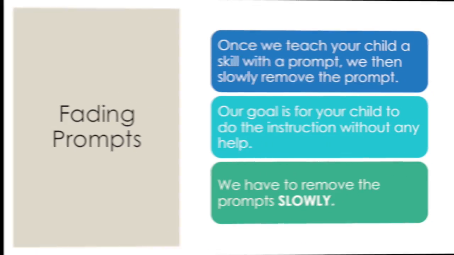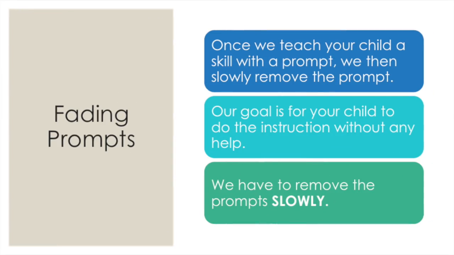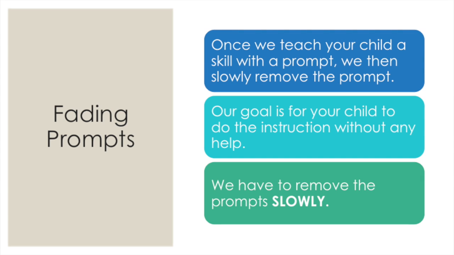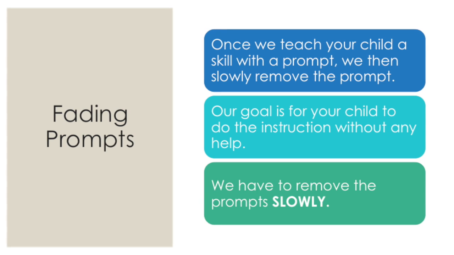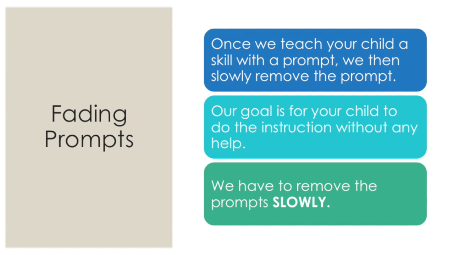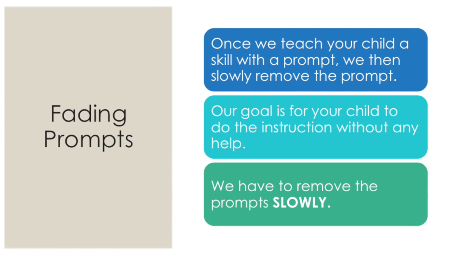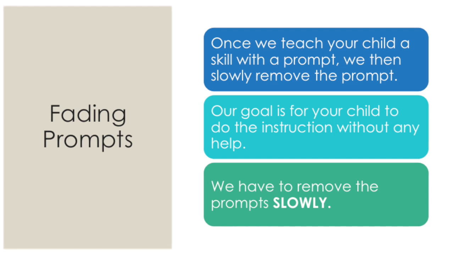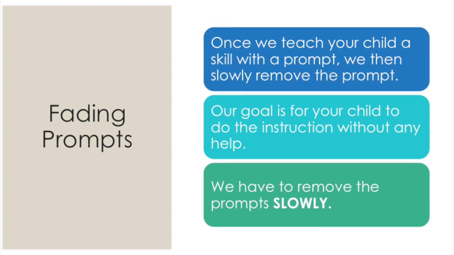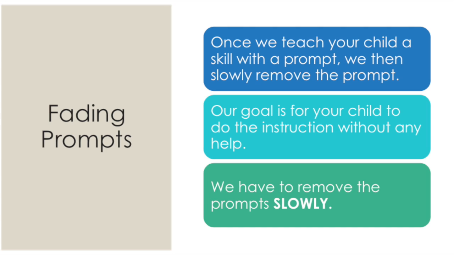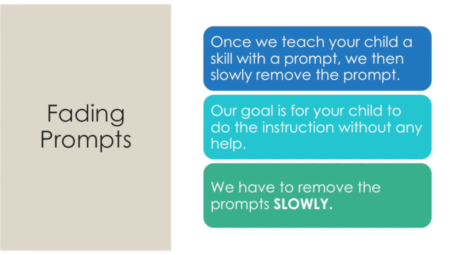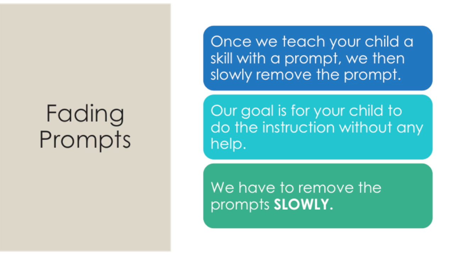Pick that up. Obviously, once we teach your child the skill with a prompt, we want to slowly remove the prompt. This is what we call fading the prompt. Our goal is for your child to do the instruction without any help. But to do that, we have to remove the prompt slowly. At first we might use a physical prompt, then we might use a partial physical prompt, and then we might only need a gesture prompt. And then at the end, we want to be able to remove all prompts, which is always our goal.